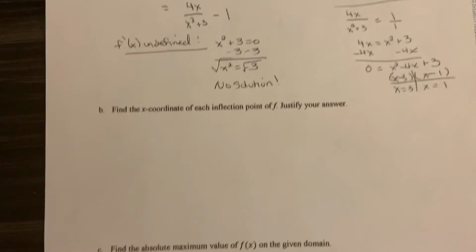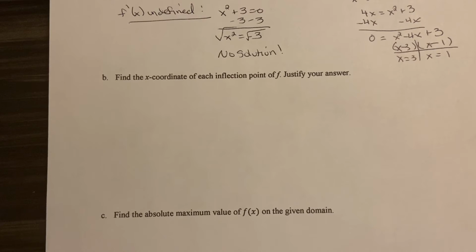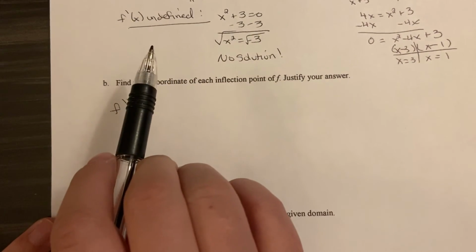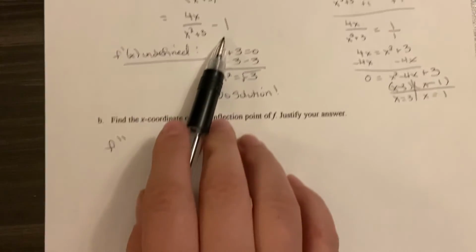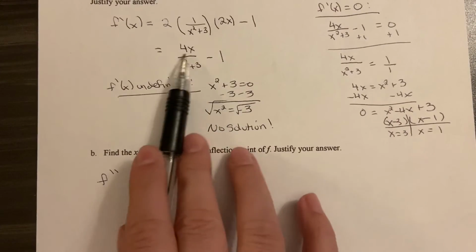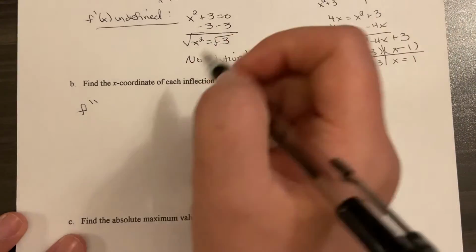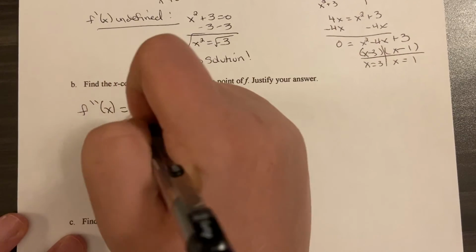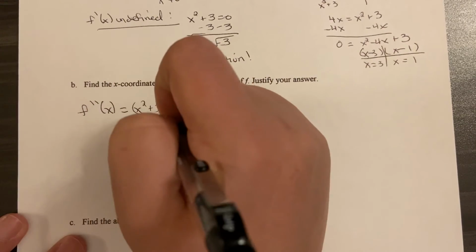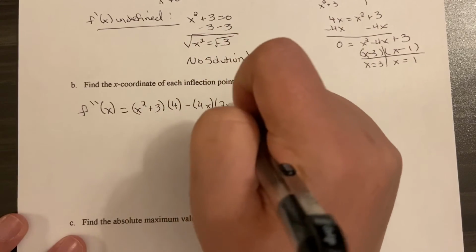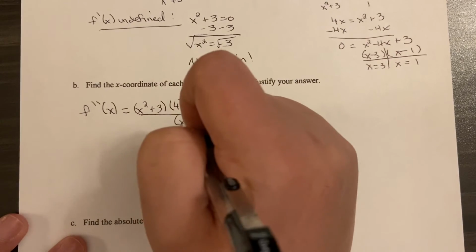So now part B says find the x coordinate of each inflection point. Well, we know we get inflection points by our second derivative test. So now doing the second derivative, when I take the derivative of 1, it'll be gone. So I really am just going to think of quotient rule right now. Okay, so doing quotient rule, it's the denominator as is times the derivative of the numerator minus the numerator as is times the derivative of the denominator all over the denominator squared.